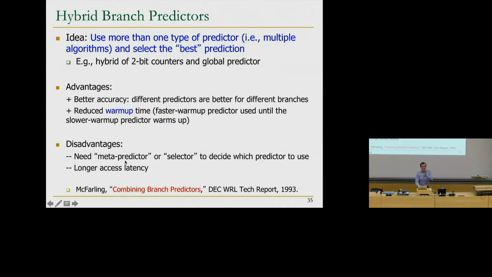But you also need a meta predictor, as your colleague mentioned, or a selector to decide which predictor to use. Now, to decide which predictor to use, you need to make another prediction, right? That's why people think this is a very fascinating topic, and it's not easy to design these predictors. Of course, this also leads to longer access latency. So the paper that your reading assignment covers is one example of this.